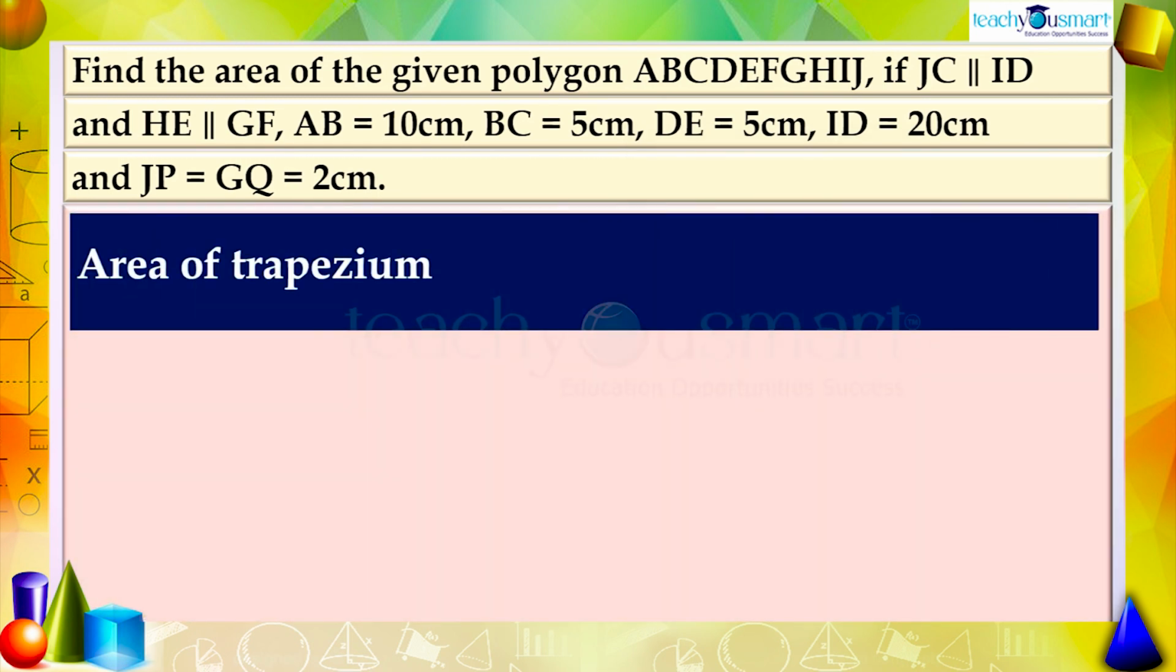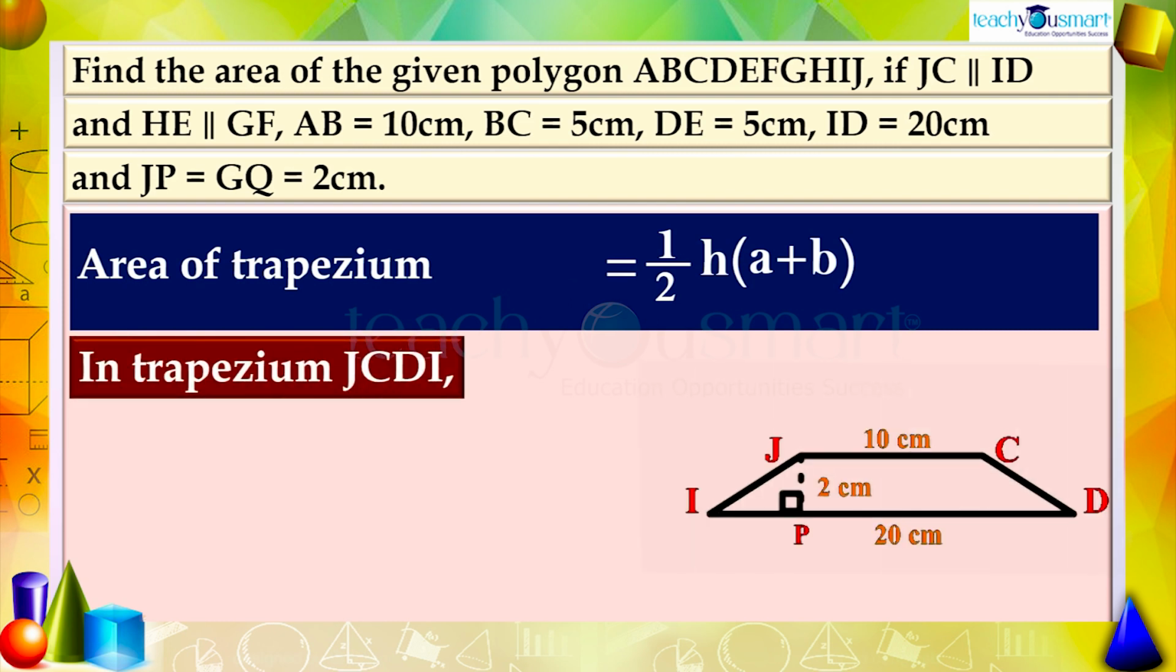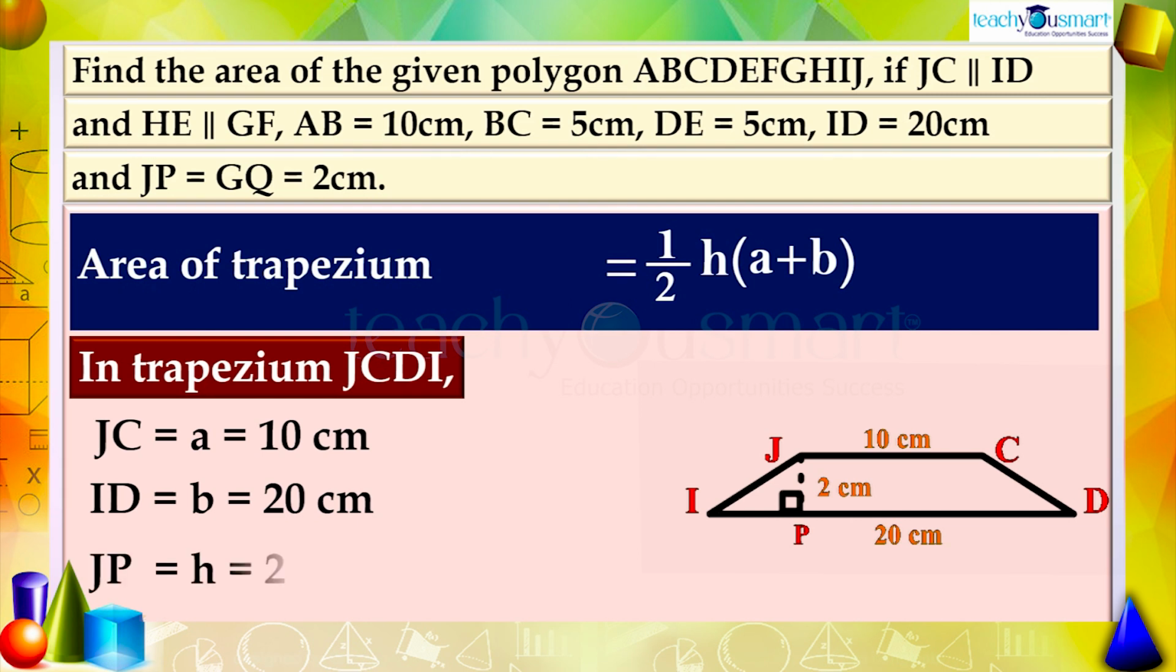We know that the area of a trapezium is half h into (a plus b), where a and b are parallel sides and h is the perpendicular distance between them. So in trapezium JCDI, JC equals a equals 10 centimeters, ID equals b equals 20 centimeters, and JP equals h equals 2 centimeters.